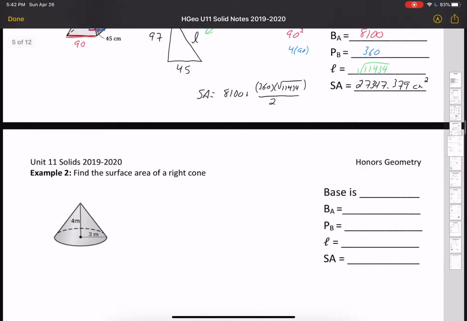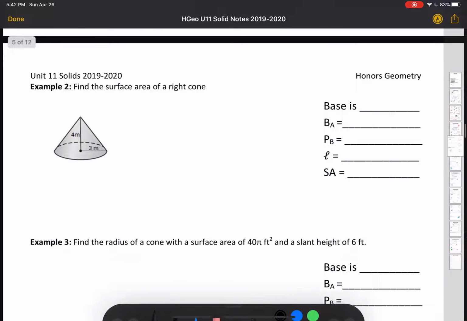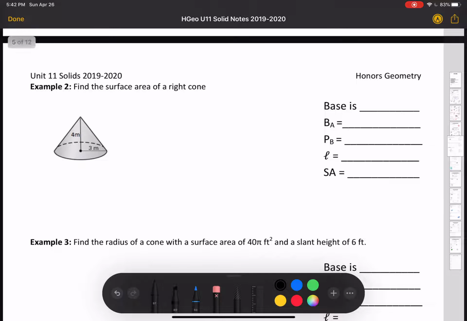Let's go on then to a cone. In a cone, the base is a circle. So if I draw that circle separately, the area of that base, pi r squared, is going to be 9 pi. Perimeter or circumference is 2 pi r, so that is going to give me 6 pi.